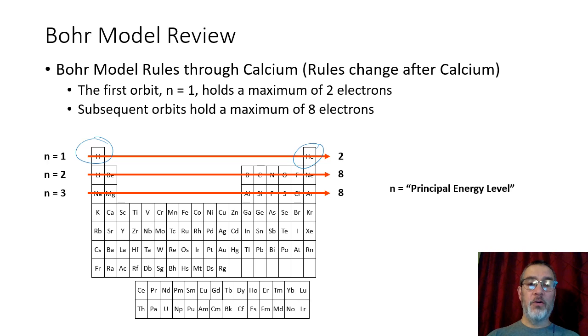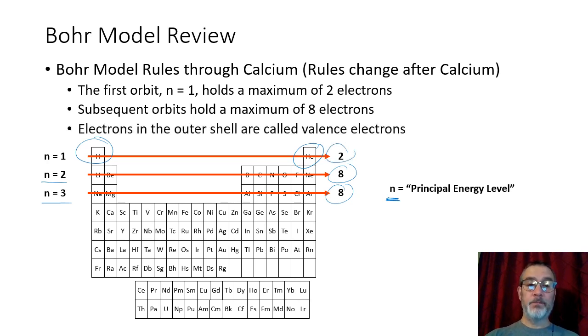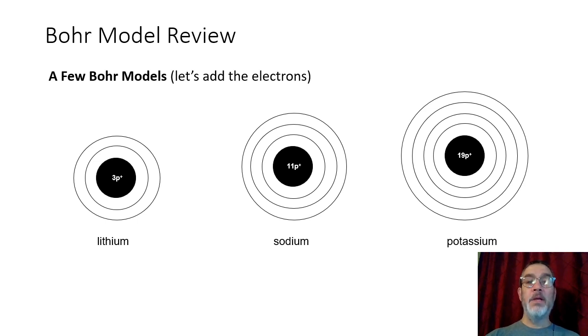The second orbit and the third orbital will hold a maximum of 8 electrons. And again, if we look at the periodic table for n equals 2 and n equals 3, the second and the third row, we can count 1, 2, 3, 4, 5, 6, 7, 8 elements across that level and 8 elements across the next level. So each row corresponds, up until calcium, with the number of electrons that will fit in that shell. It does get more complicated as we move forward, but we're going to use these rules up to calcium. And so again, n is known as the energy level or the principal energy level. So the numbers 2, 8, 8 are going to be important to us. And the electrons that are occupying the outermost shell are what we're going to call valence electrons. So let's take a couple examples of how these electrons exist within atoms. Let's take a look at lithium, sodium, and potassium.